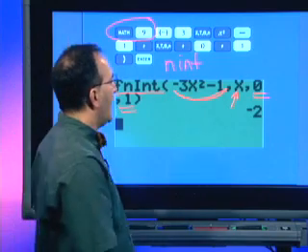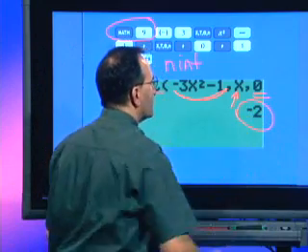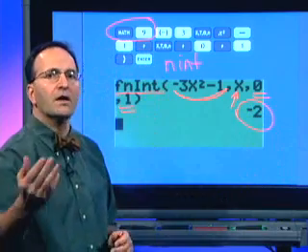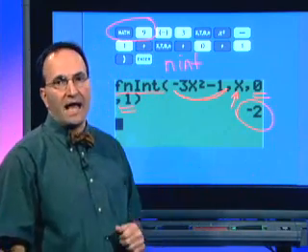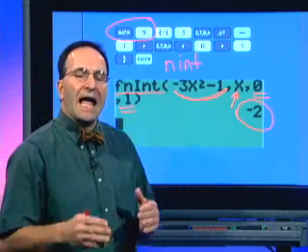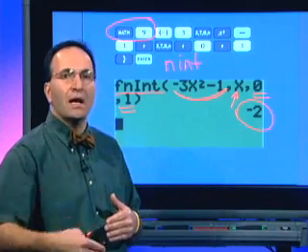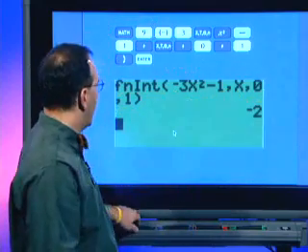And once you hit enter, you get the value of that integral, which in this case for negative 3x squared minus 1 over the interval from 0 to 1 is equal to negative 2. The other part of this question said, at what point does the function assume that average value? So let's work that out right now.